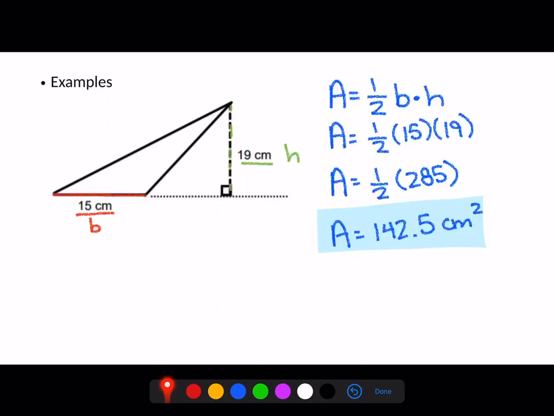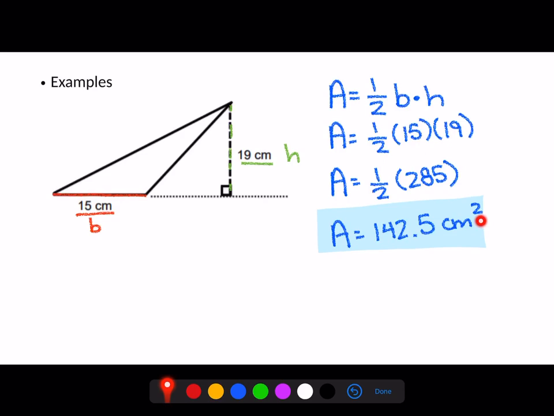All right, so this time we have an obtuse triangle. One of our angles is larger than 90. So if I'm trying to find the height, well, the height's going to be outside and it's going to intersect at 90 degrees down here. So we have our base is 15, our height is 19. Area is equal to 1/2, 15 times 19, which will give us area is equal to 1/2 of 285. If I take half of 285, we're left with area is equal to 142.5 centimeters squared.